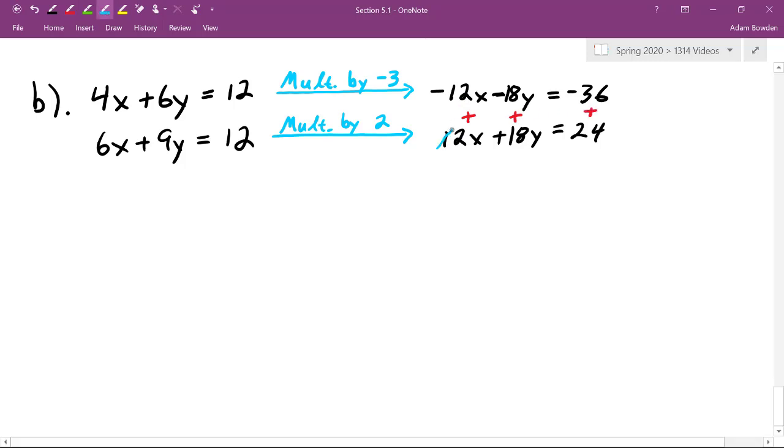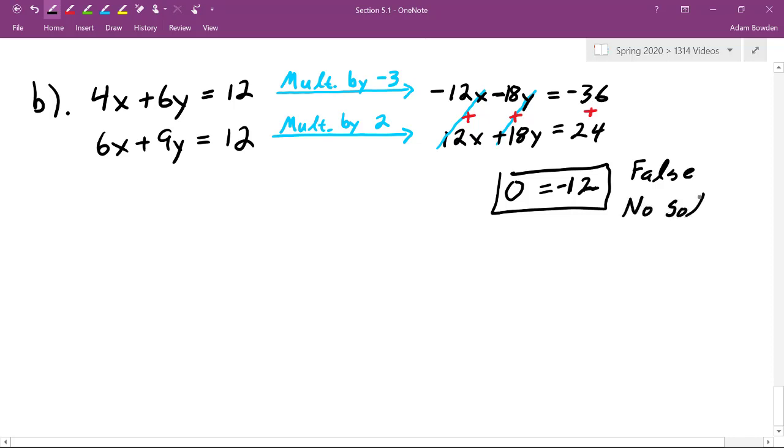However, as a consequence of trying to make the x's cancel out, the y's are also going to cancel out. So all that's left over here is 0, and that says 0 equals negative 12. But now we've reached a situation where these two numbers are not equal to each other, so this is actually a false statement. When that happens, then we have no solution.